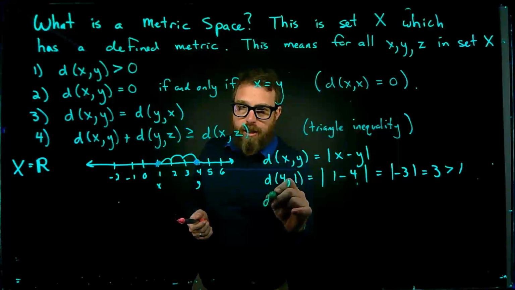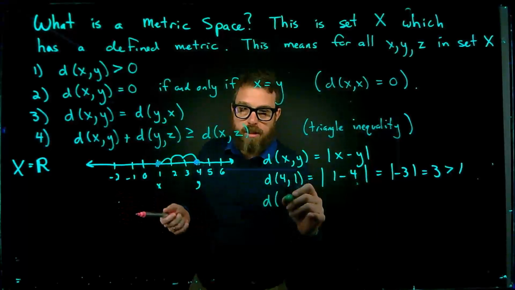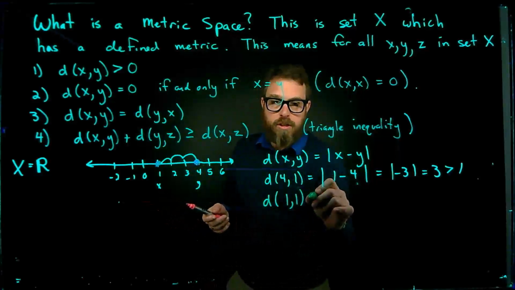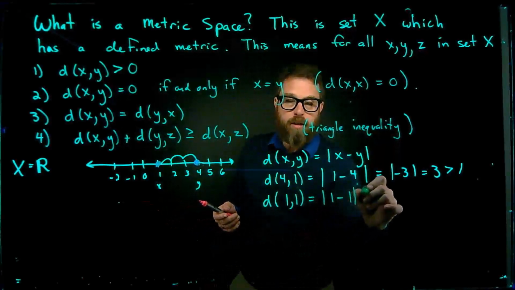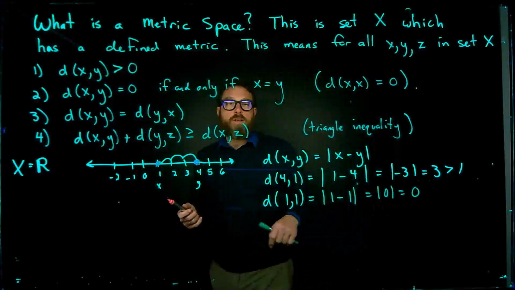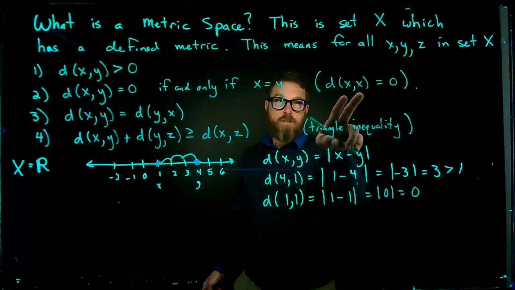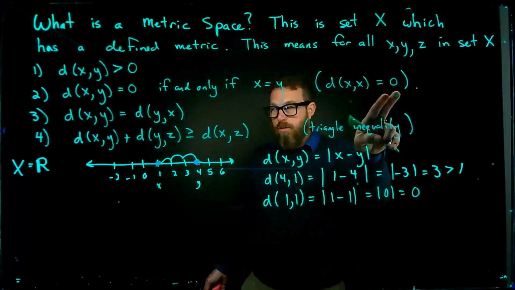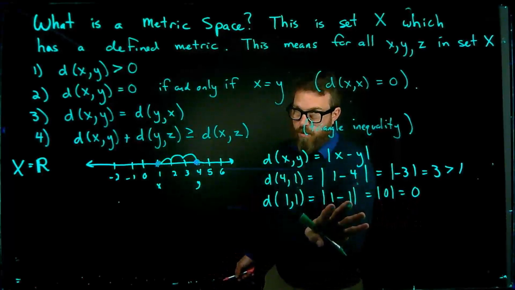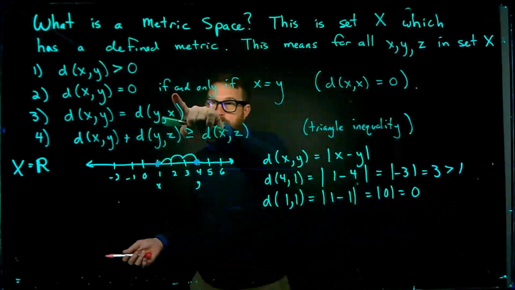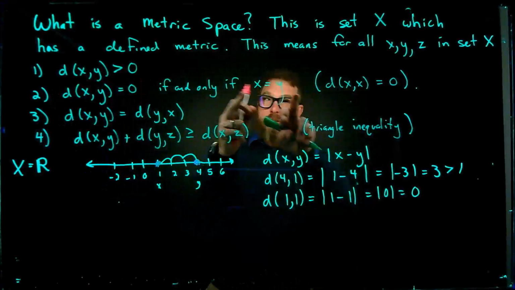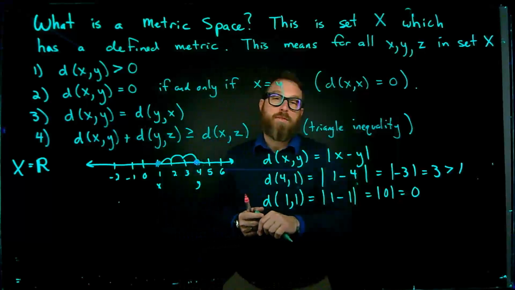Now let's check this. What about the distance between, let's say, 1 and 1? Well, this is going to be the absolute value of 1 minus 1, which is the absolute value of 0, which is equal to 0. So we can see that the distance between two numbers that are the same, the distance between x and x, is equal to 0. And the only way you're going to get 0 is if these two things are the same. So really I'm trying to say that it works both ways. This if and only if means if this is equal to 0, then the two elements are the same. If the two elements are the same, then their distance is equal to 0. That's what that if and only if means.